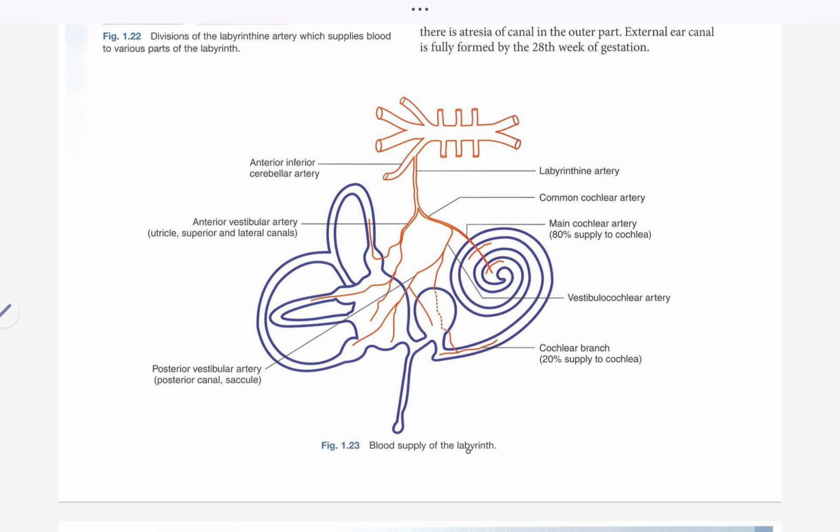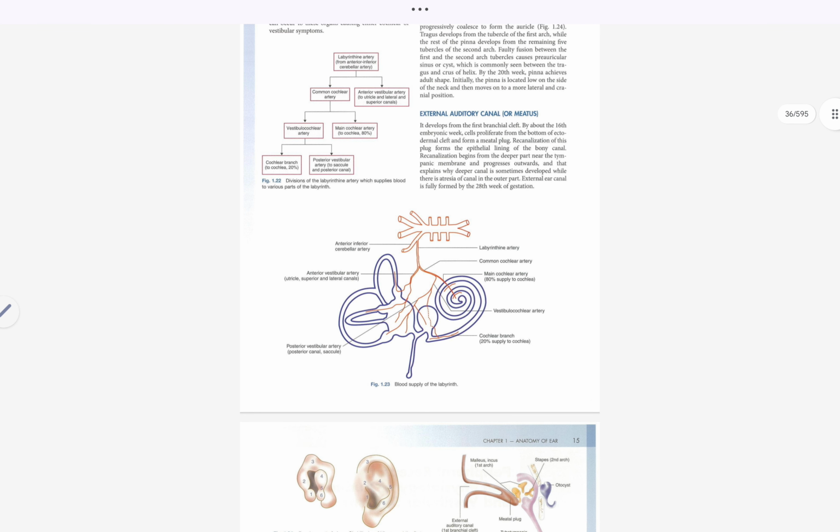This is the blood supply of the labyrinth. Here we can see the anterior inferior cerebellar artery. This is the labyrinthine artery, common cochlear artery, main cochlear artery, that is 80% to the cochlea. This is the vestibulocochlear artery, and this is the cochlear branch, 20% supplied to the cochlea. And here we have the anterior vestibular artery, gives supply to utricle, superior and lateral canals. And then we have the posterior vestibular artery, the posterior canal, and saccule. This is the blood supply of the labyrinth.